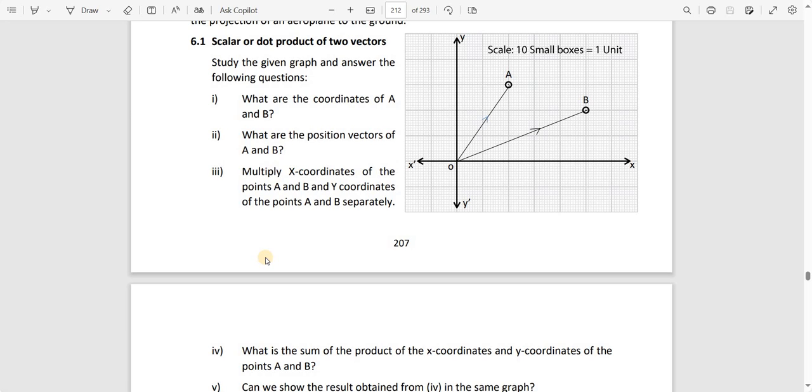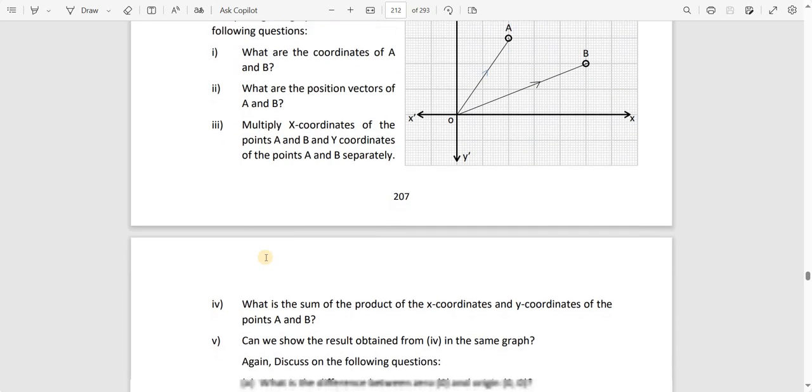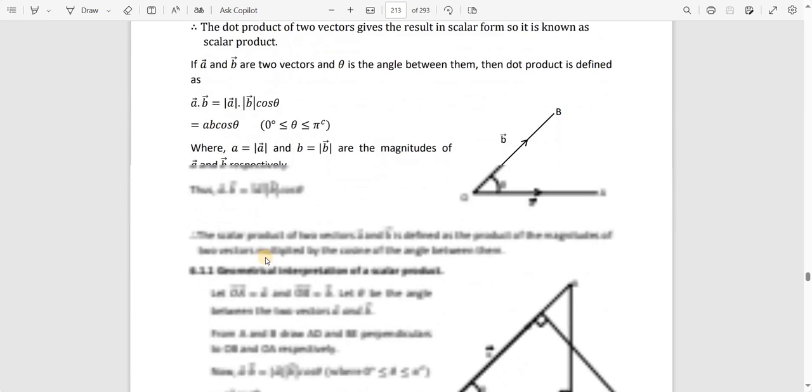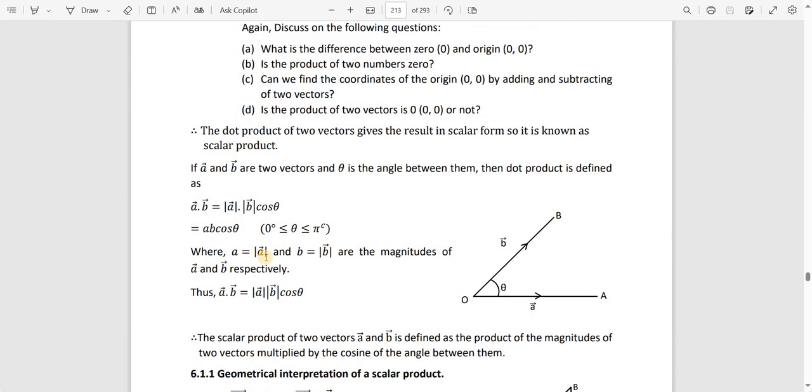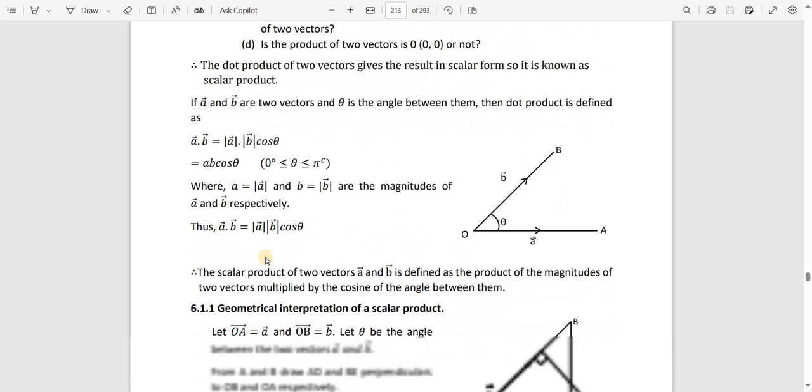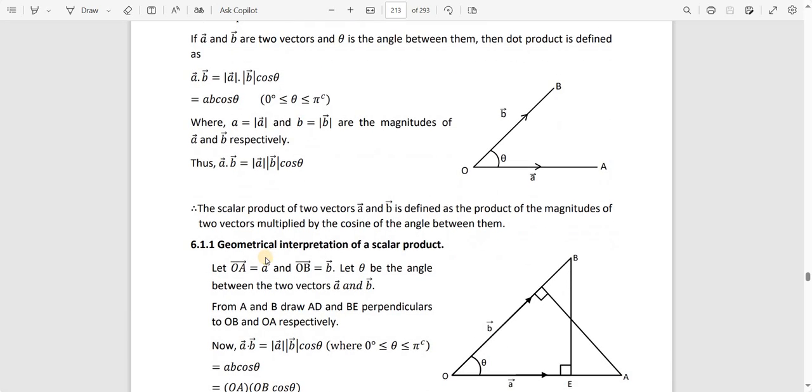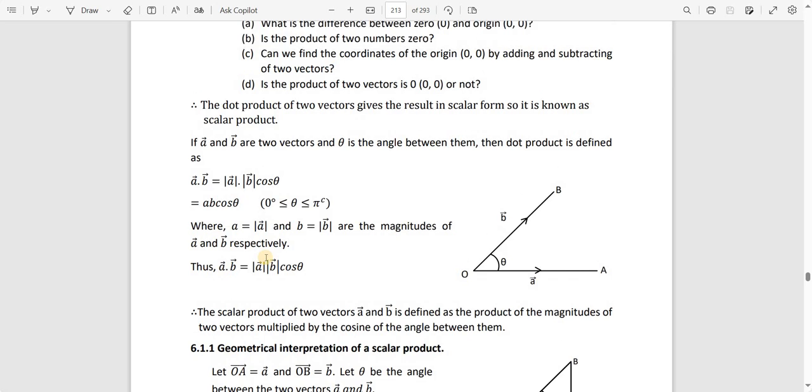Study the given graph and answer the following. What is the coordinate of A and B? What is the position vector of A and B? So coordinate and vector of A and B. So what is the difference between that? So dot product of A and B. So dot product of A and B is A vector into B vector cos theta. The angle between them is the dot vector.